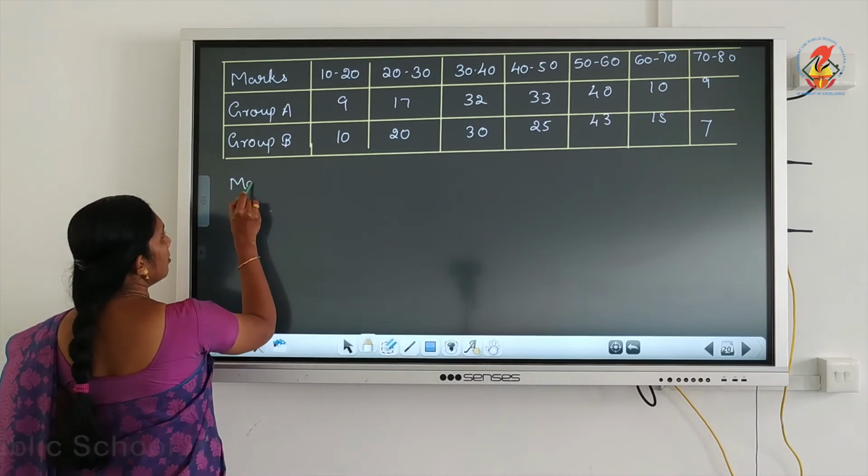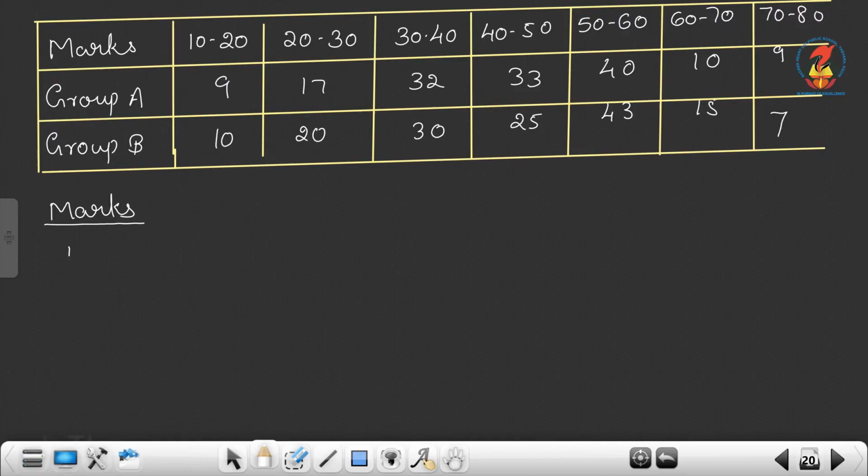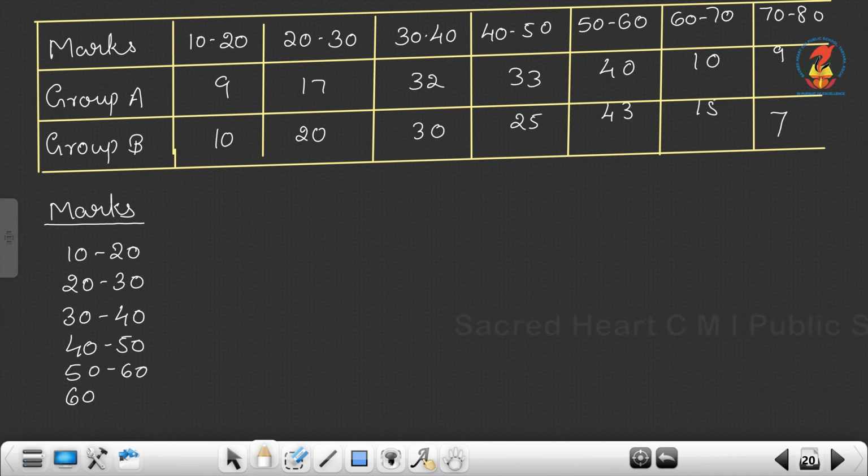Marks: 10 to 20, 20 to 30, 30 to 40, 40 to 50, 50 to 60, 60 to 70 and 70 to 80. So I am doing group A only. Group A, that is the frequency. You can write the frequency as 9. So in group A, 9 students scored marks between 10 to 20. That is the meaning. 33, 40, 10 and 9.